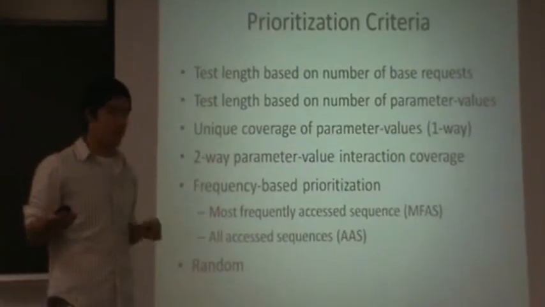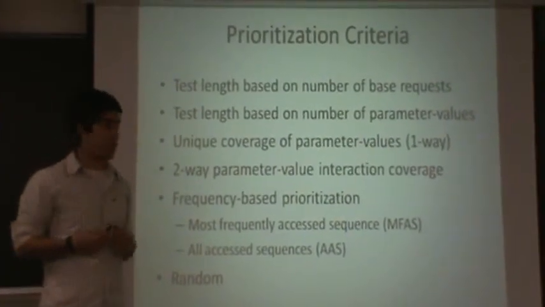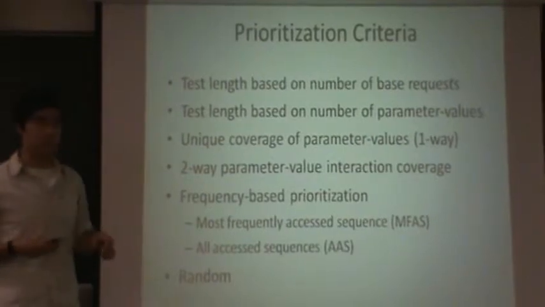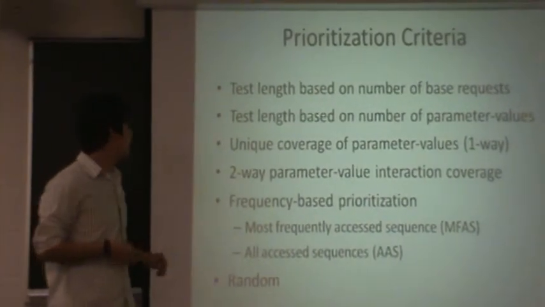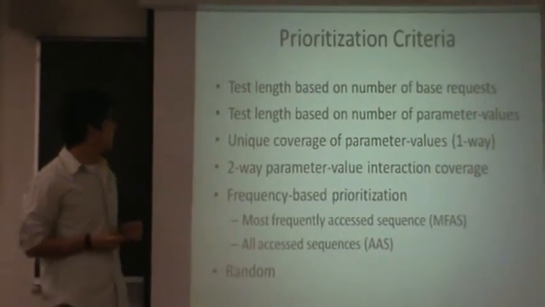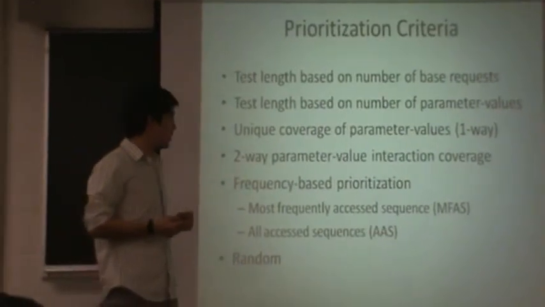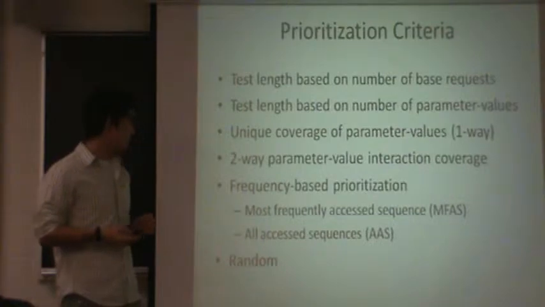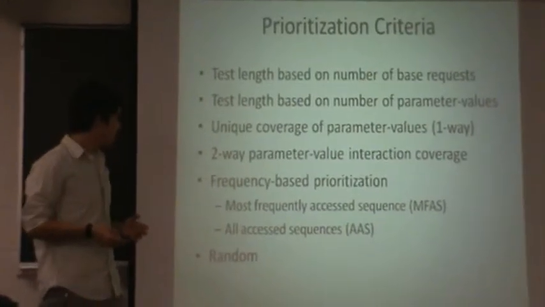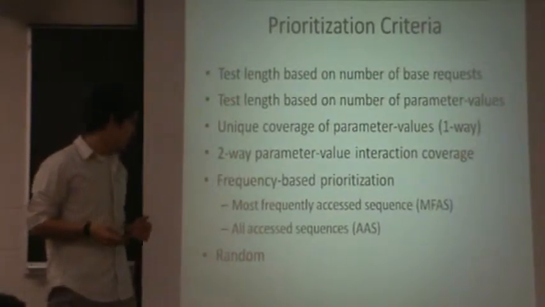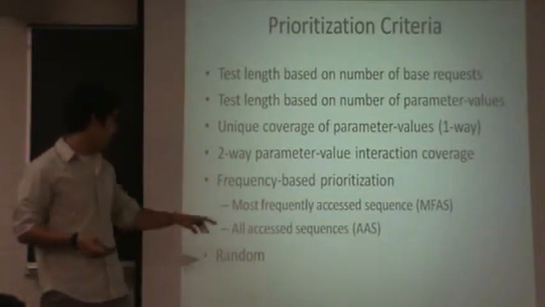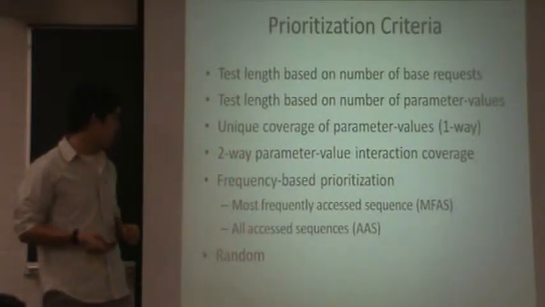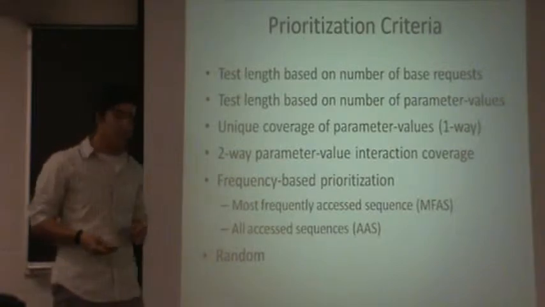This is the list of the prioritization criteria that I use to order my test cases, and I'll go over each of these in more detail in the next slides. First, I have test length based on number of base requests, test length based on number of parameter values, unique coverage of parameter values, two-way parameter value interaction coverage, frequency-based prioritization, which includes the methods most frequently accessed sequence and all access sequences, and then random ordering.